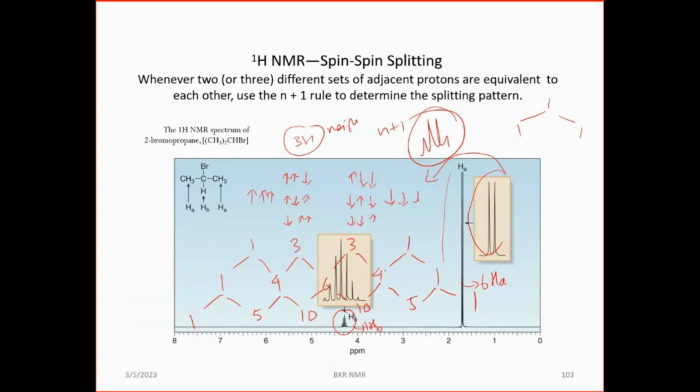TMS gives a highly intense signal. Why highly intense? Because it has 12 chemically equivalent hydrogens. That is why the intensity is so high, and only a small amount of TMS is needed. Is that clear?